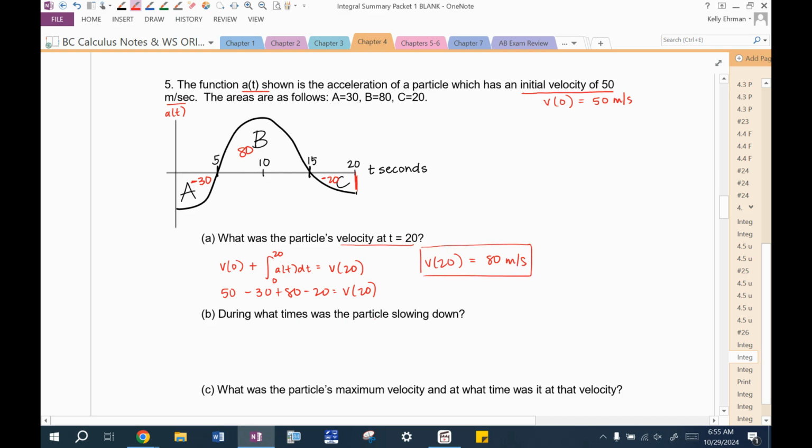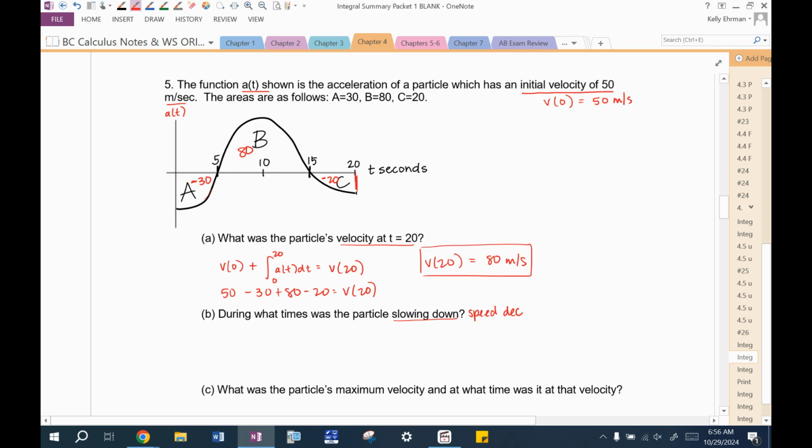During what times was the particle slowing down? So slowing down is talking about speed decreasing. So what does slowing down mean? It's when the velocity and the acceleration have different signs. So we're looking for, okay, acceleration is negative on the 0 to 5 interval, right? These are all negative values here. Acceleration is negative. What about velocity, though? Is the velocity positive or negative on that interval?